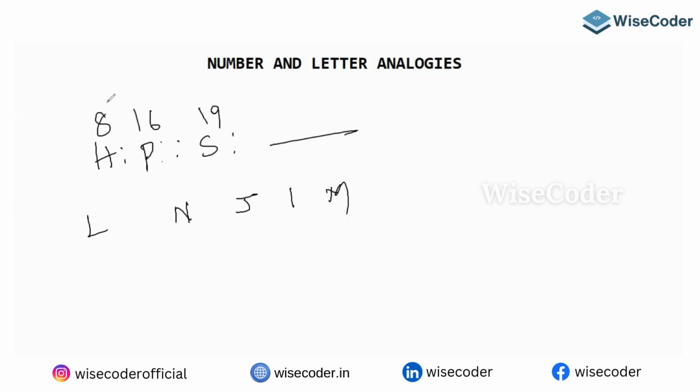19 dash. You can add plus 8 first. 19 plus 8 is 27. The 27th letter is A. Is A present here? No. So this is not with plus 8.